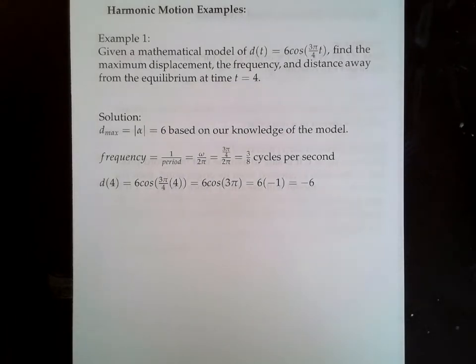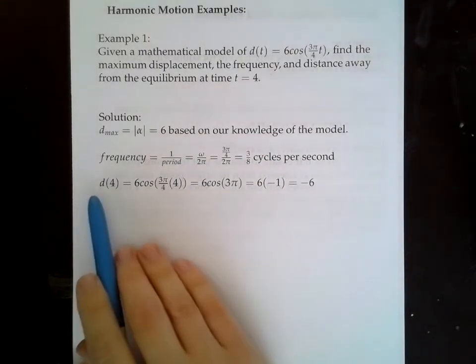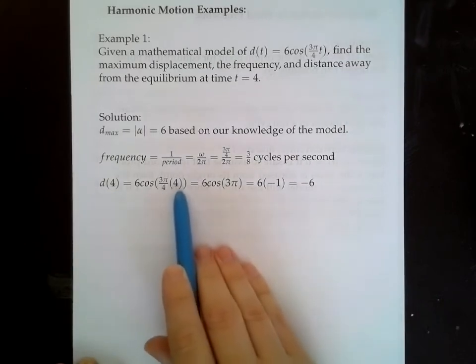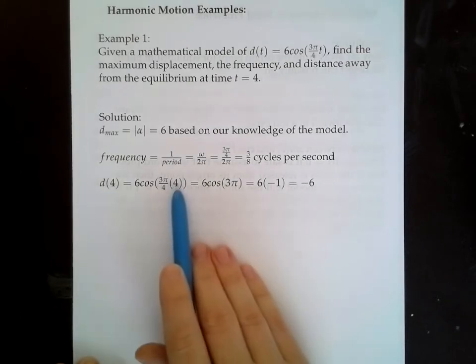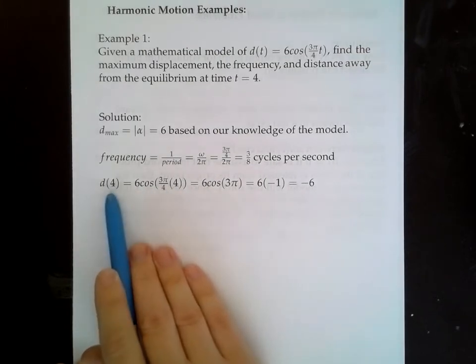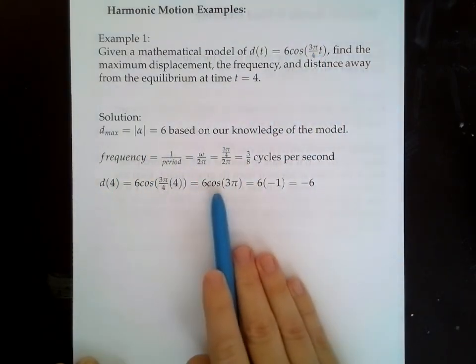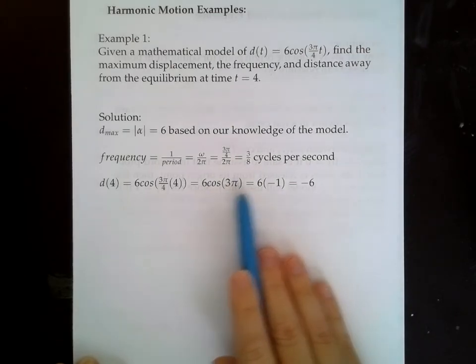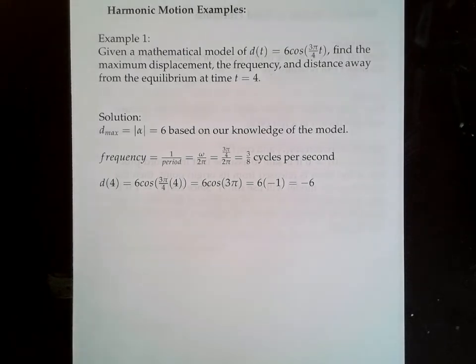And then the last thing that we need to think about is actually plugging this in. If you think back to your function notation, we're going to write this as d of 4 is equal to 6 cosine of 3 pi over 4 times 4, because remember, anything that you have in here gets plugged in for your value. So we have a t and a t, so we plug in 4 and 4, which gives us 6 cosine, our 4's cancel, of 3 pi. Cosine of 3 pi is going to give us -1, so 6 times -1 is going to give us -6.